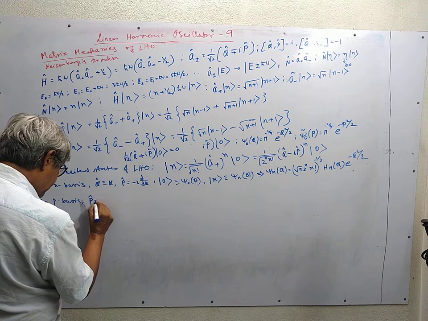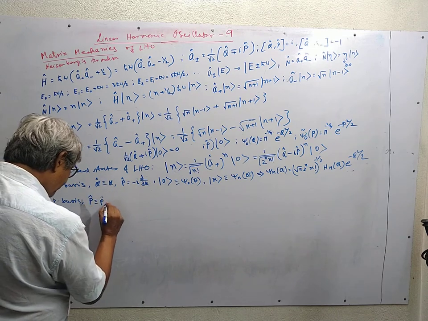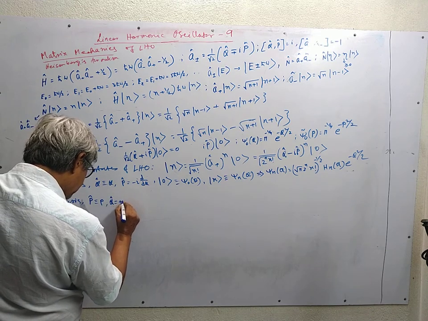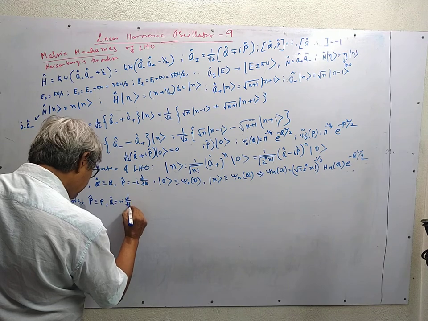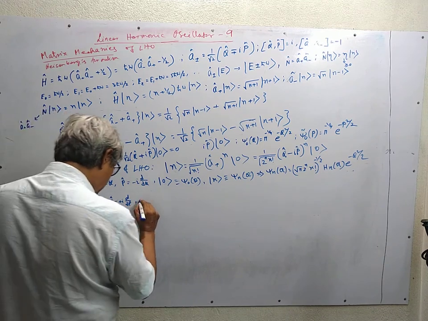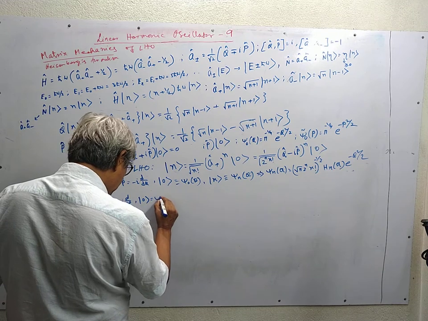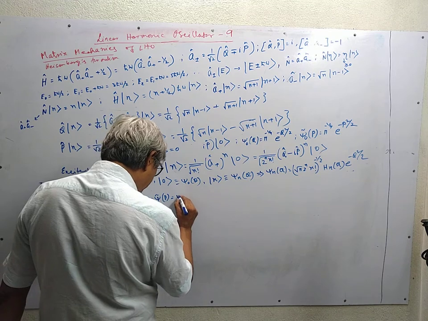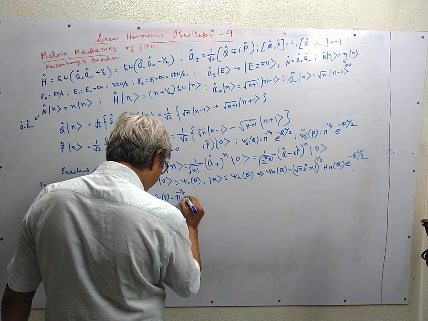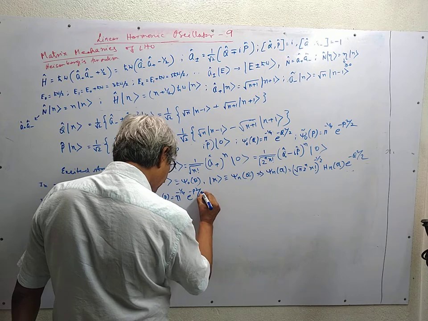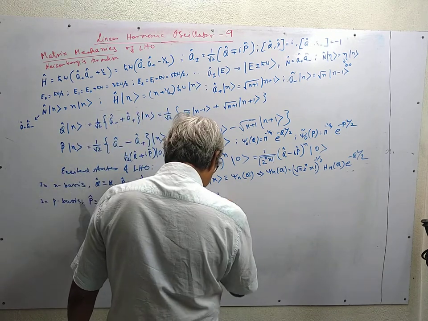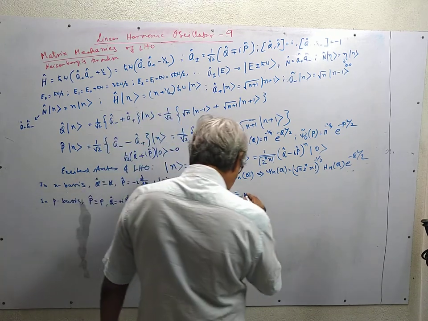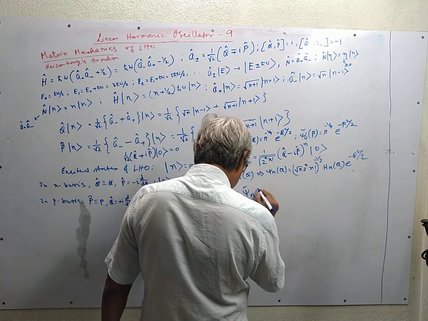The P operator is equal to P itself. The Q operator is equal to plus i d/dp. Then the ground state is psi tilde 0 of p, which is pi to the power minus 1 by 4 e to the power minus p square by 2, and the state n is actually psi n tilde of p.